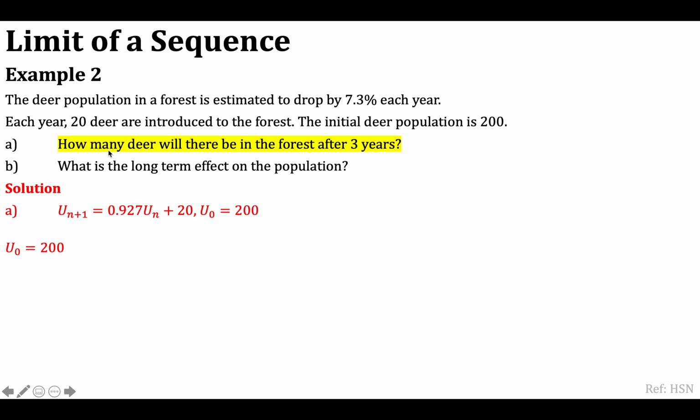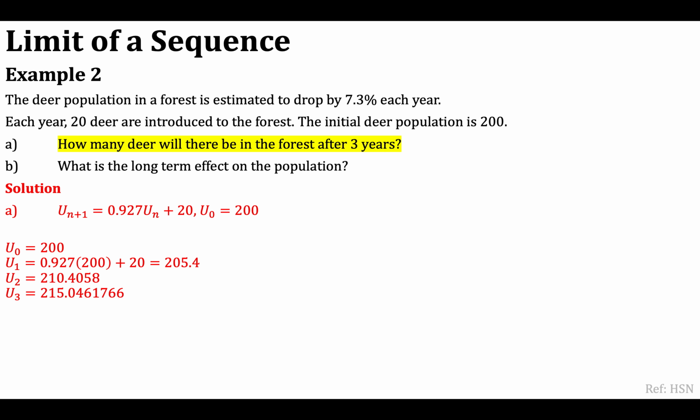Now, we have to calculate how many deer there will be in the forest after 3 years. So we know that u0 is 200. u1 will be 0.927 multiplied by u0, 200, plus 20. So putting that into your calculator gets you 205.4 deer. u2 is 210.4058. u3 is 215.04617666. And it's u3 that we're asked for after 3 years.